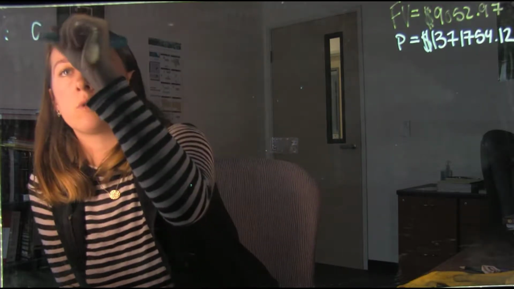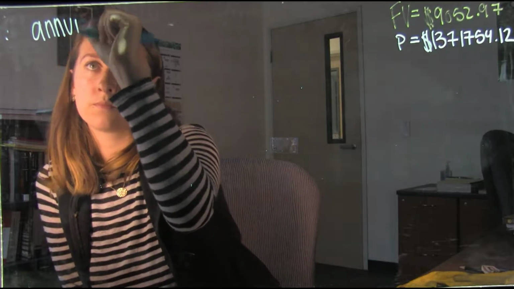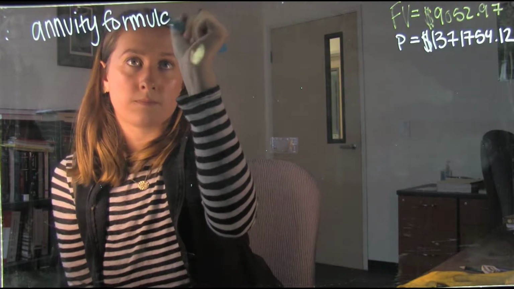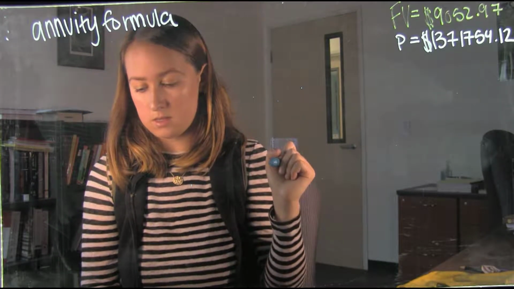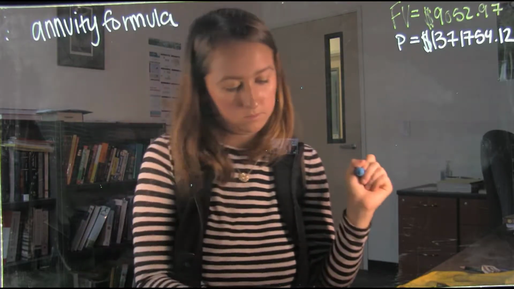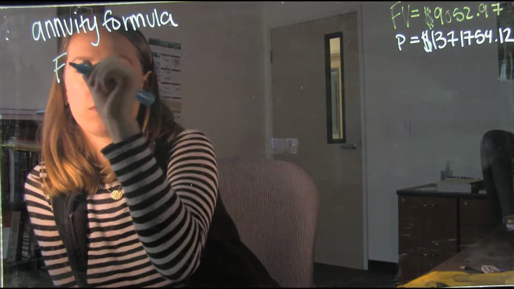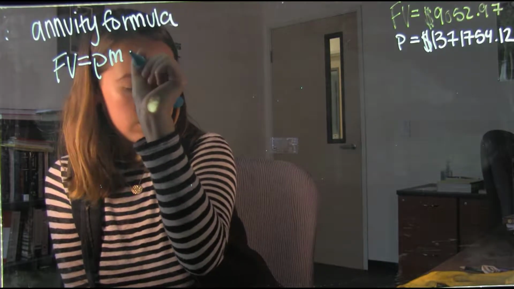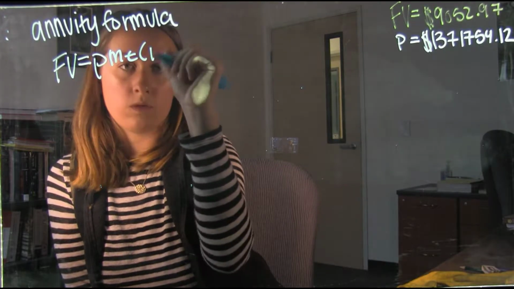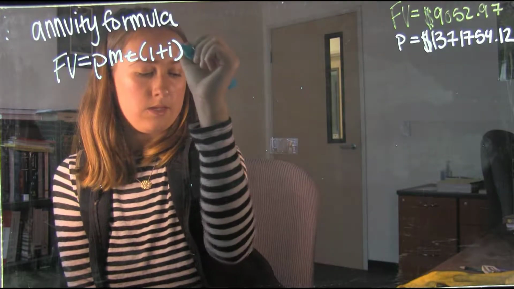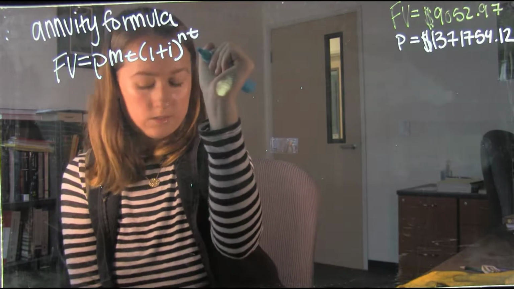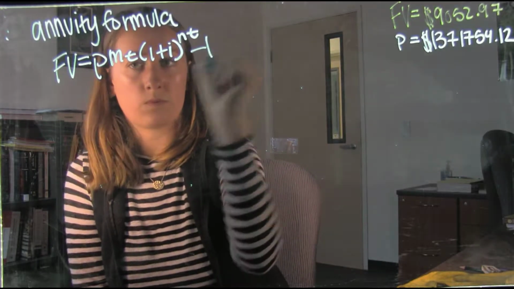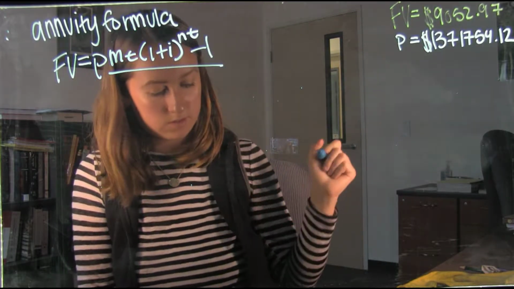So the annuity formula, that is: future value equals payment times (1 plus I) to the NT, minus 1, over I.